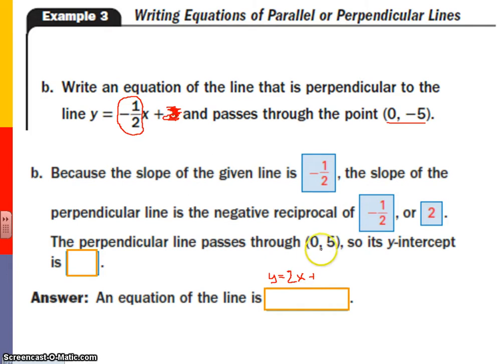Plus, we use the point now to tell us b. The point is 0, 5, so the y-intercept is 5. I'm sorry. This should be -5 up here. They just wrote that wrong. The perpendicular line passes through the point 0, -5, so the y-intercept is -5. And again, I also will accept plus -5 as your answer. So this can also be your answer. Either one works.